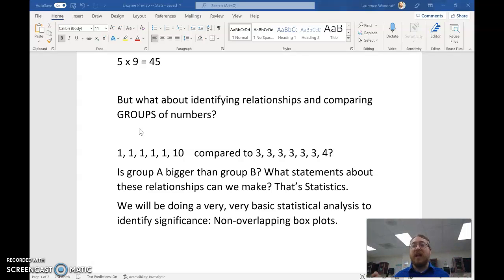And when you're collecting data about the world, oftentimes it's not one number you're talking about, it's groups of numbers that you're talking about. And we're going to be doing a very basic statistical analysis. It's going to involve graphing, and it's going to be a very, very low bar for significance. There are some advanced methods, but we're not going to use those. We're going to use a visual method based on some graphing, and that is by identifying non-overlapping box plots, which means we're going to have to talk about the graphing and the analysis.